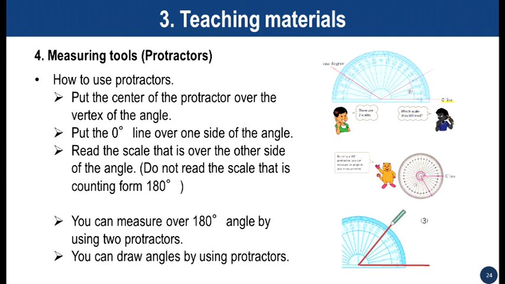Then you read the scale that is over the other side of the angle, and do not read the scale that is counting from 180 degrees. You can measure over 180 degrees angle by using two protractors. You can draw angles by using protractors. So here is the example on this slide.